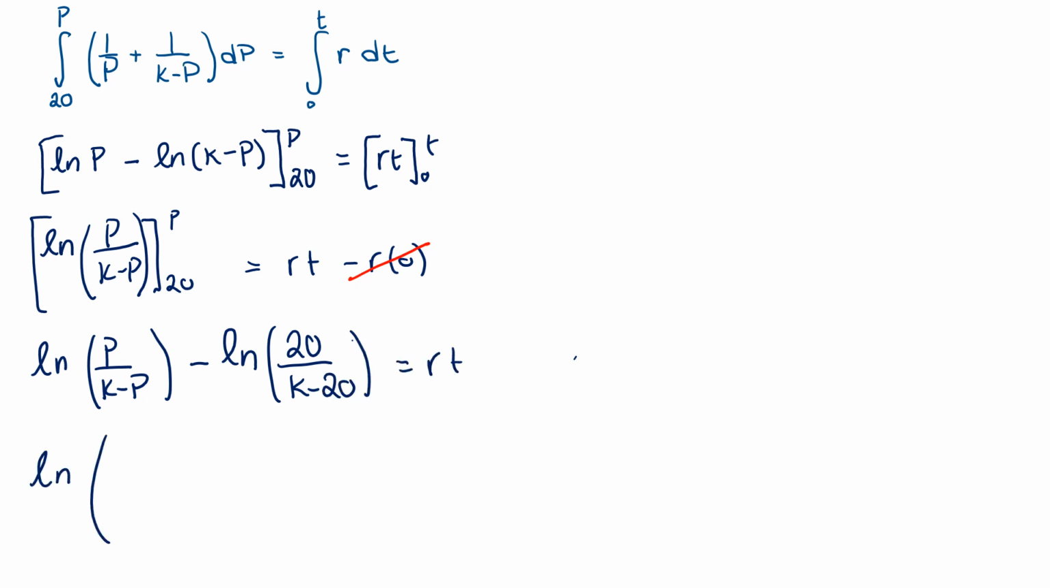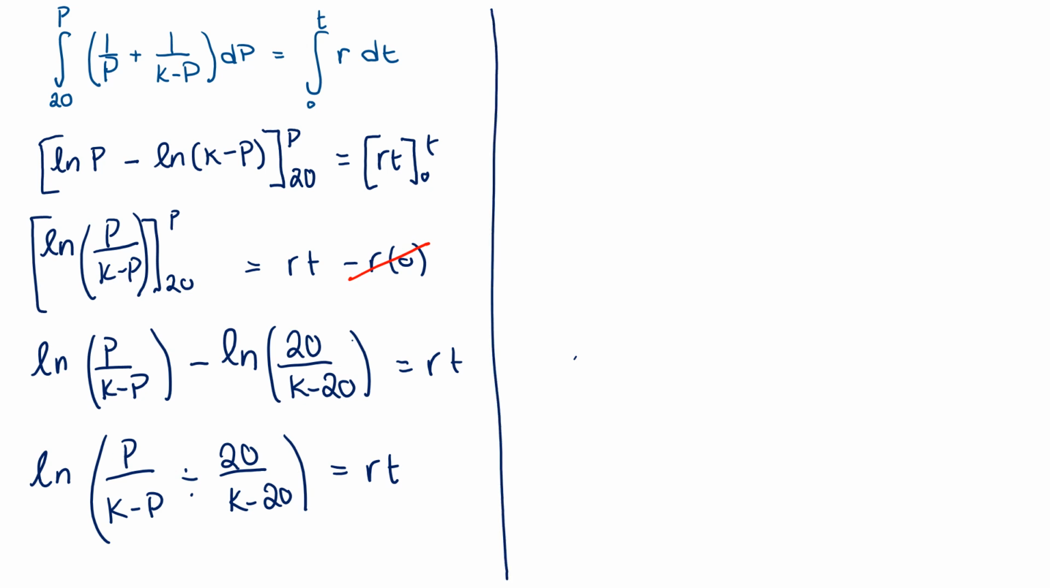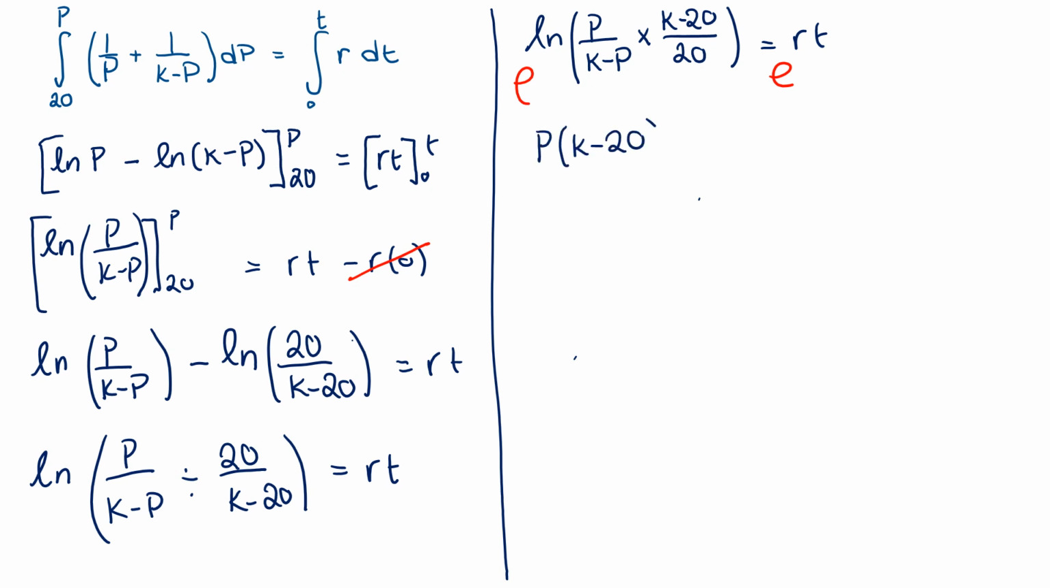And this can in turn be simplified using our laws of logs as well. It's not as pretty. You can go straight to the tidy up if you're more comfortable with fractions. However, what we're saying is we have the two fractions, the first one divided by the second. Instead of dividing by a fraction, what we do is we multiply by its reciprocal. So we end up with this. We're going to take e to the power on both sides. So we're left with p(k minus 20) over 20(k minus p), the natural log is gone, and e to the power of rt.